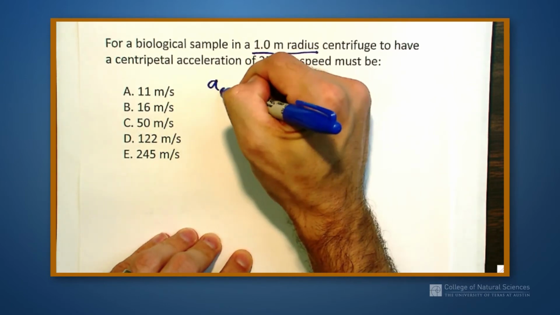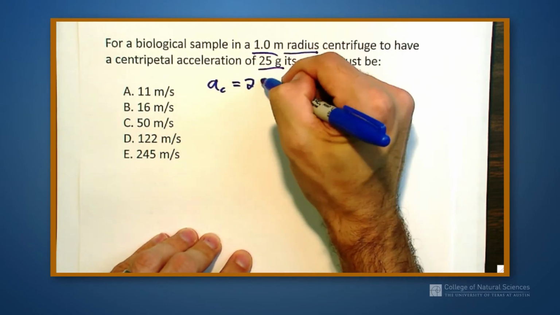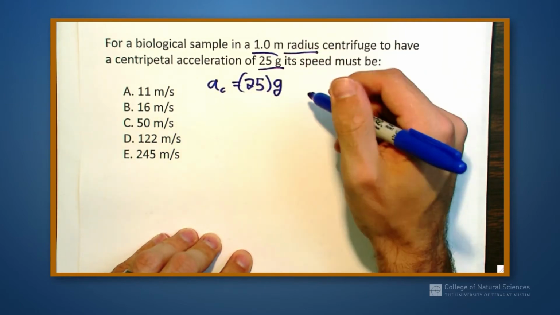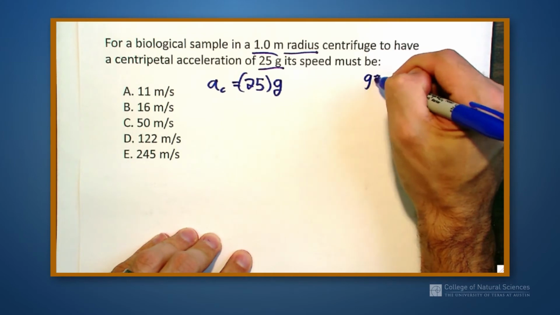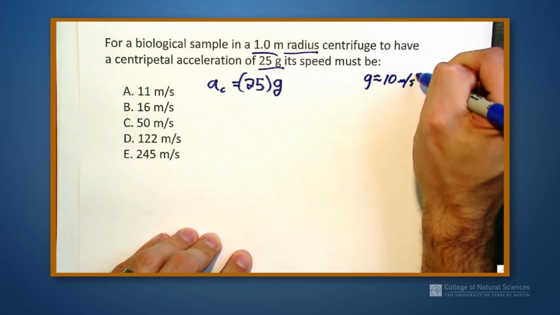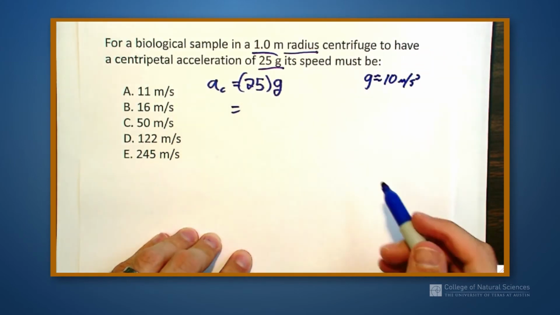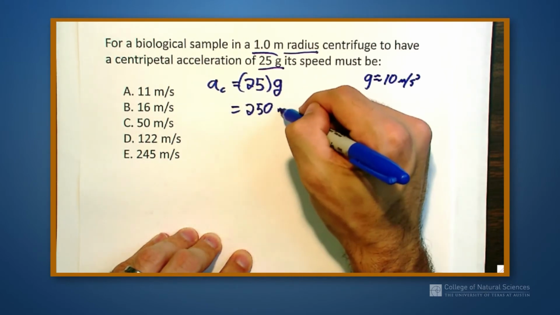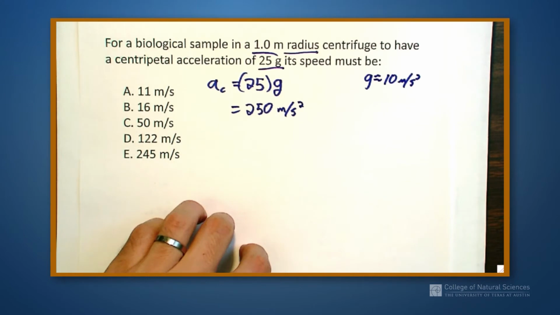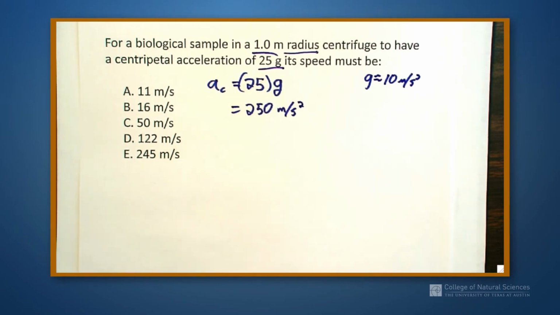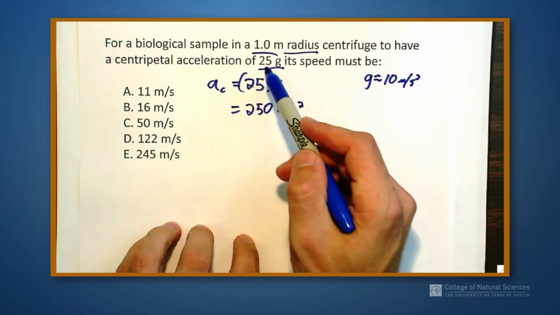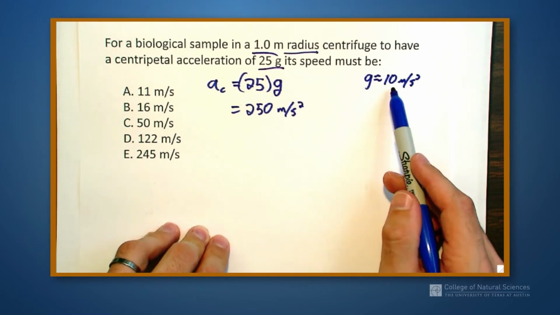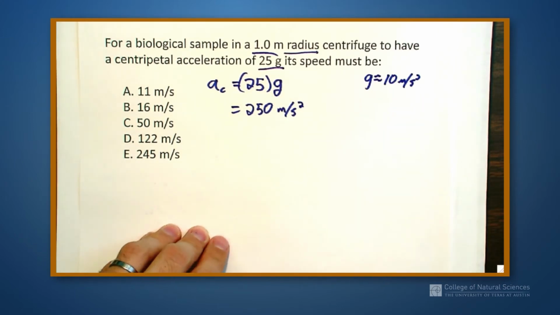So it's saying our centripetal acceleration has to be 25 times our value of g. And if g is approximately equal to 10 meters per second squared, this means that this centripetal acceleration has to be 250 meters per second squared. So the unit of a g just means take whatever your number is, multiply it by the number of g's, and multiply that by the acceleration of gravity, or what 1g is.